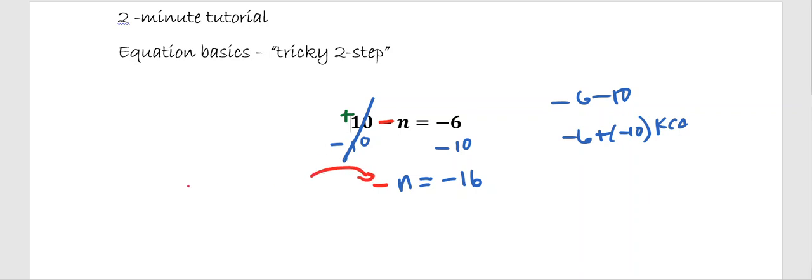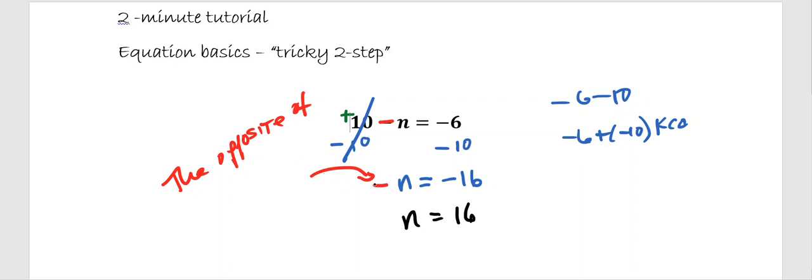Now that negative sign is also telling me that it is the opposite of n, which is negative 16. Which means if we want to close out by solving for n, then we're going to have to take the opposite of what negative n is right now. So that's going to lead us to n equals 16.